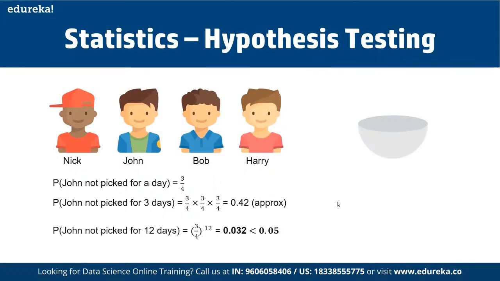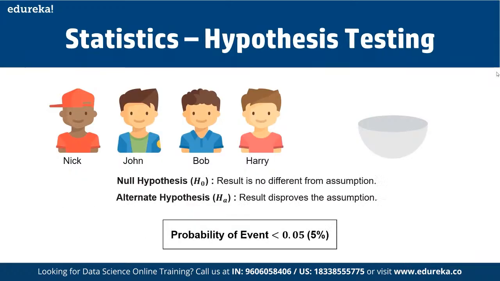So the null hypothesis is that the result is no different from the assumption, and the alternative hypothesis is the result that disproves the assumption here. So the probability of this event is compared against the 5% threshold, and that is how we can work with the testing here.